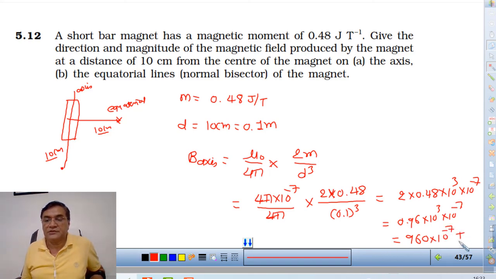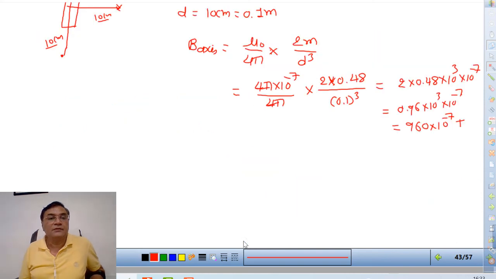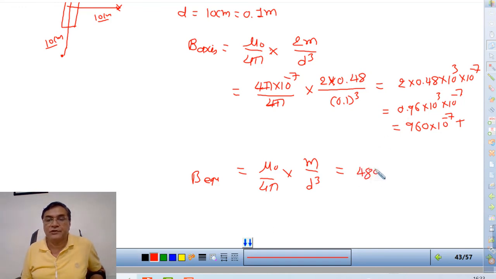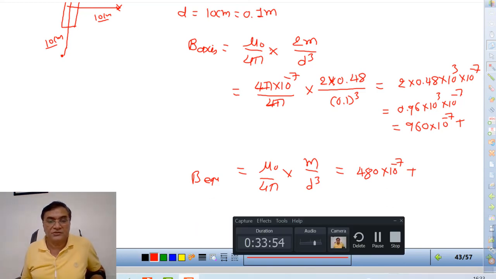So that is in Tesla. And if you say the equatorial line, that is half of this one, because the 2 will not come. So mu 0 upon 4 pi into m upon d cube. If I substitute, 0.480 will come. 480 into 10 raised to minus 7 Tesla. Okay. So that is the answer.